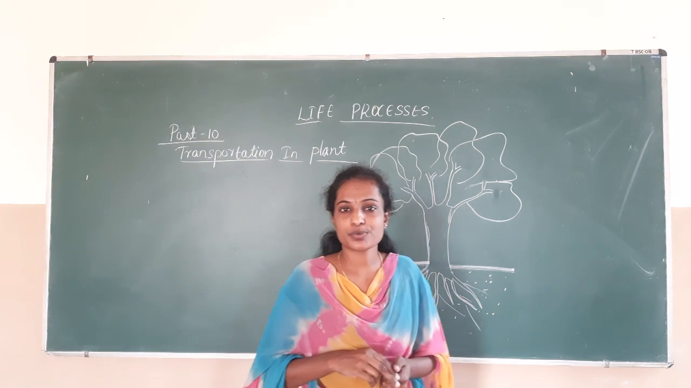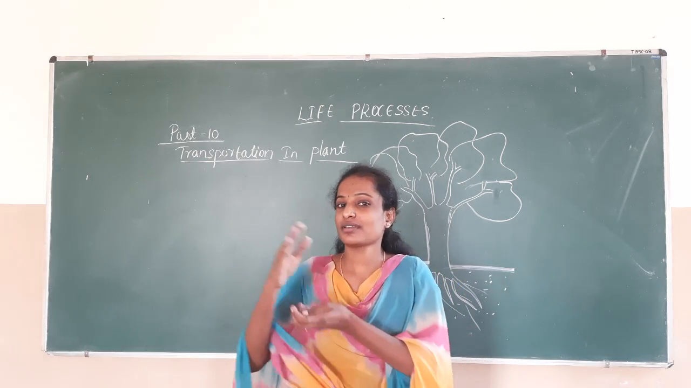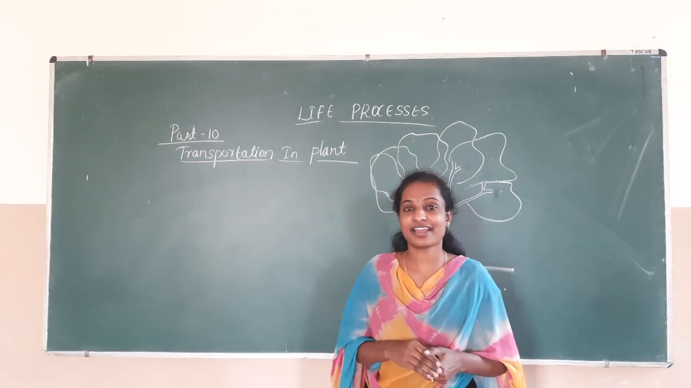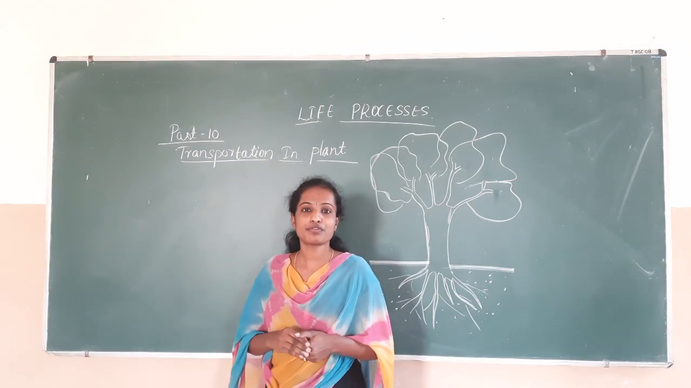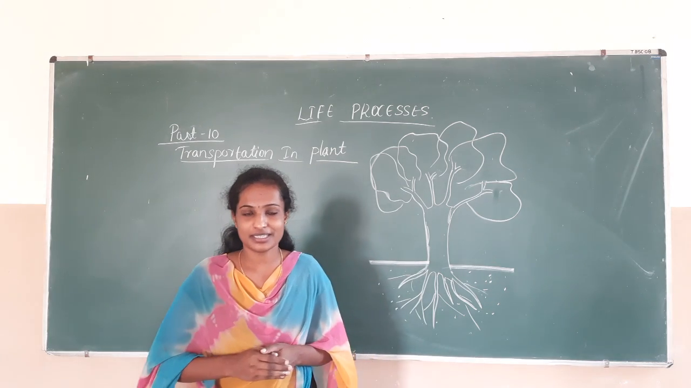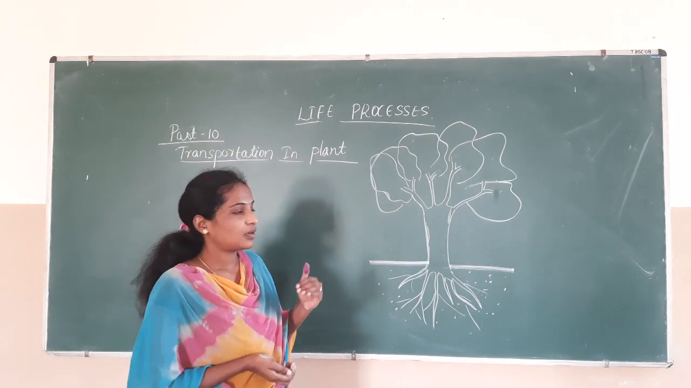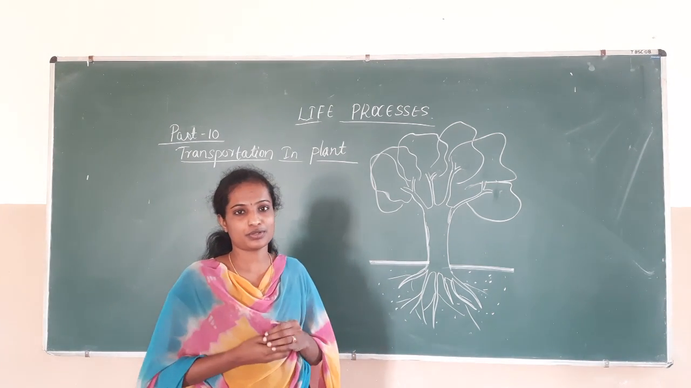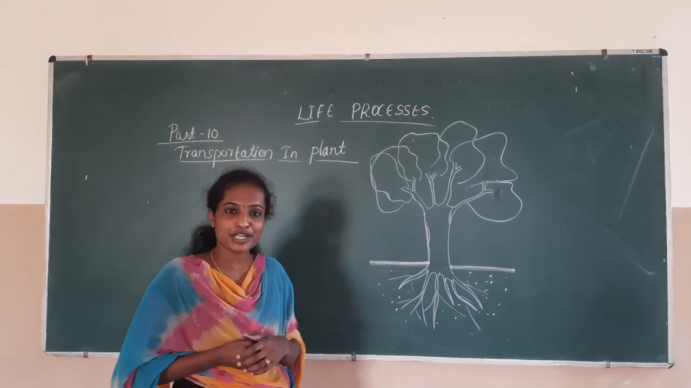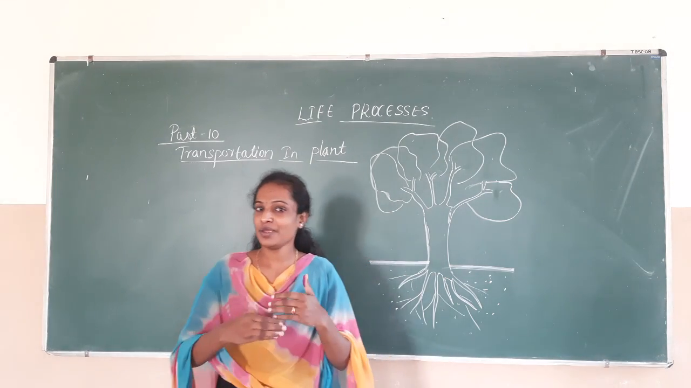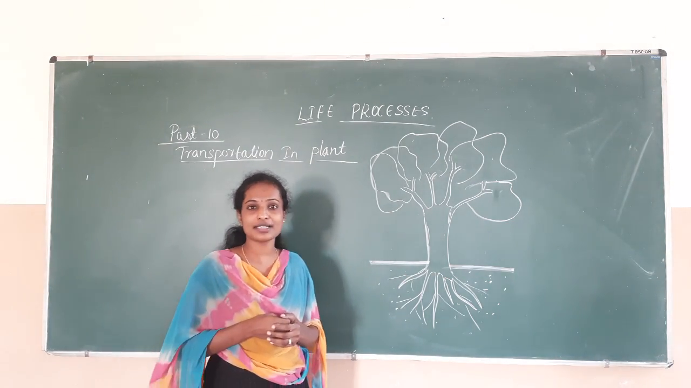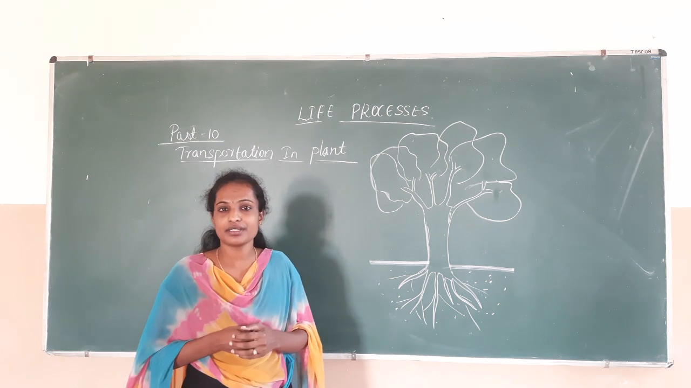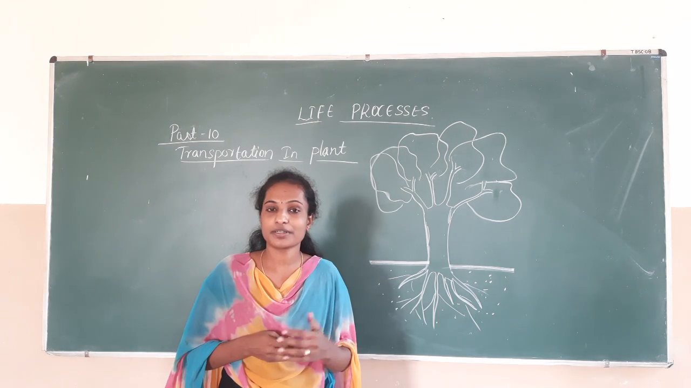When you come to the plant transportation system, two kinds of transportation take place: one is transportation of water and another is transportation of food and other materials. We will study these two processes in the transportation of plants one by one. As I told you, the different raw materials required for the growth of plants are taken up separately.